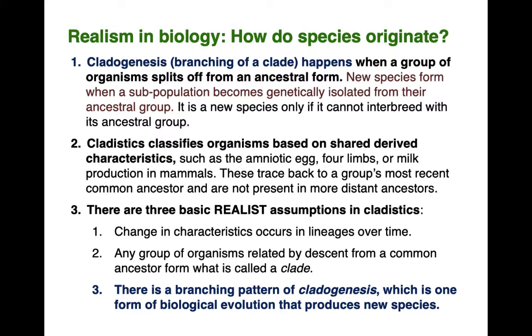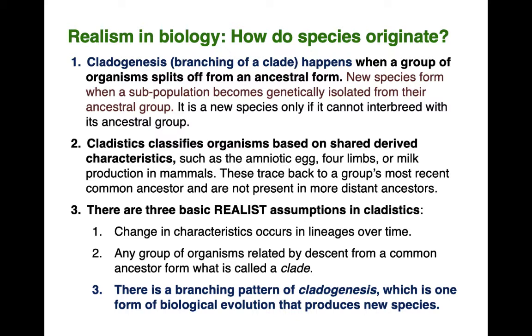Cladogenesis, or the branching of a clade, happens when a group of organisms splits off from an ancestral form. New species form when a subpopulation becomes genetically isolated from their ancestors. It is a new species only if it cannot interbreed with its ancestral group. Cladistics classifies organisms based on shared derived characteristics, such as the amniotic egg, 4 limbs, or milk production in mammals. These trace back to a group's most recent common ancestor and are not present in more distant ancestors.